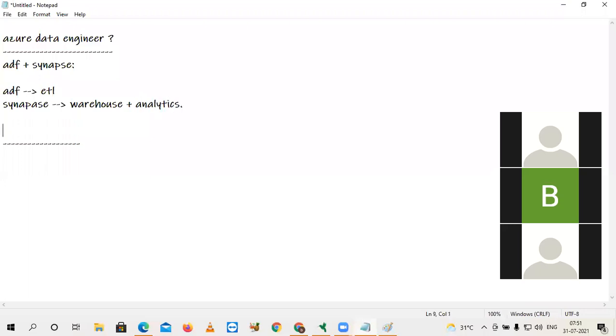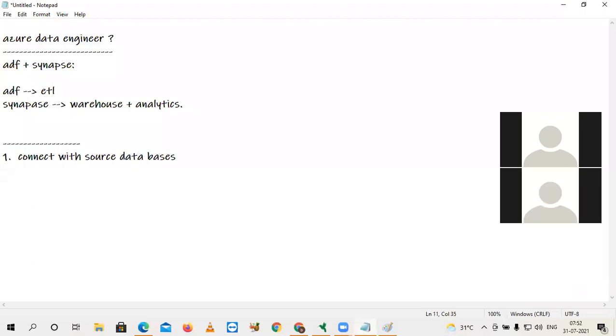So generally in ADF, what is your working style? Number one, connect with source databases. Number two, perform required transformations. Please go mute, sir.